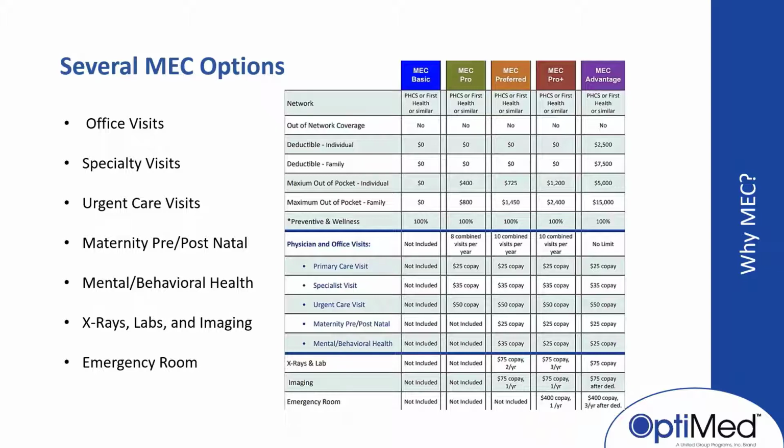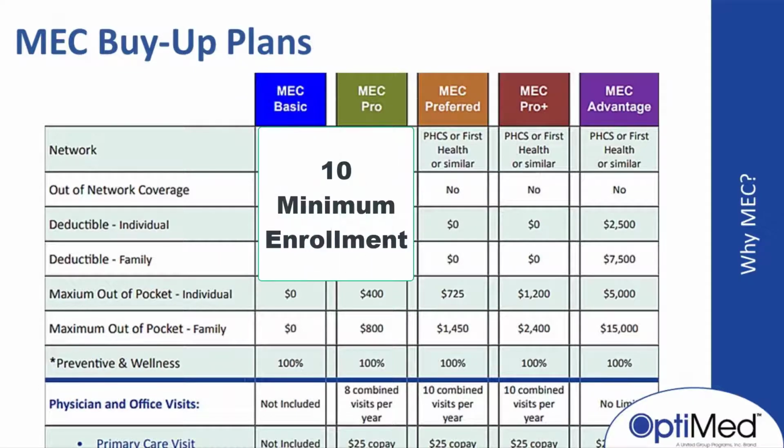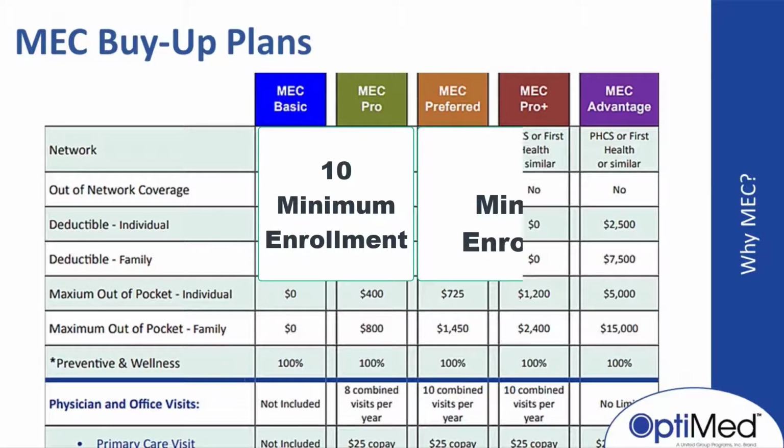So what it would be a base buy-up offering, meaning you have a MEC basic plan, which is your preventative only plan that you're paying for, and then you would offer a buy-up plan to one of these and have them buy up to it. But we need 10 enrolled minimum in the MEC basic and pro. The other 3 require 25 minimum enrolled.